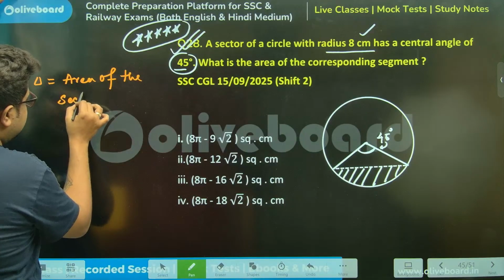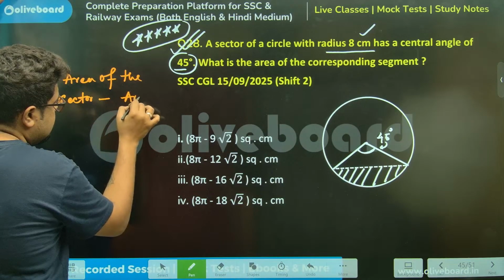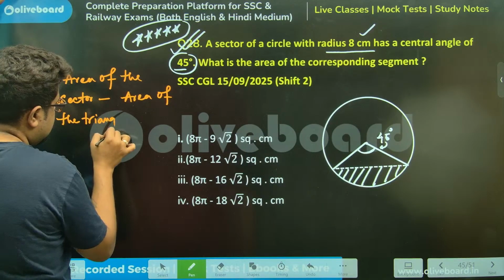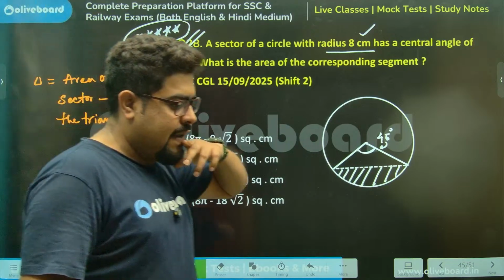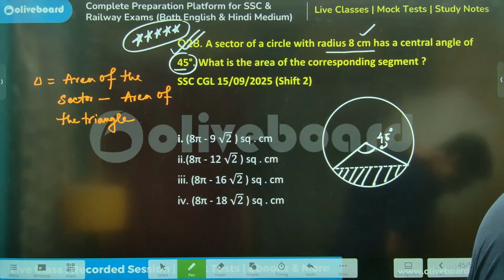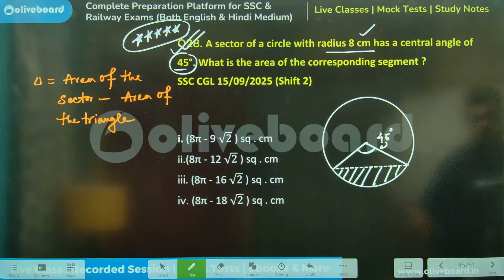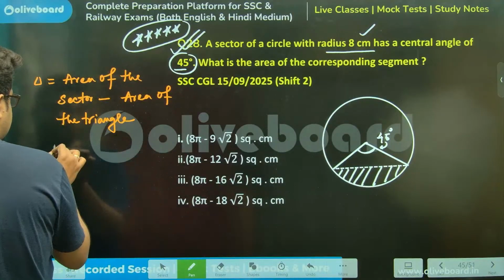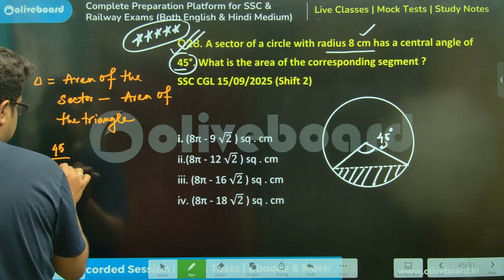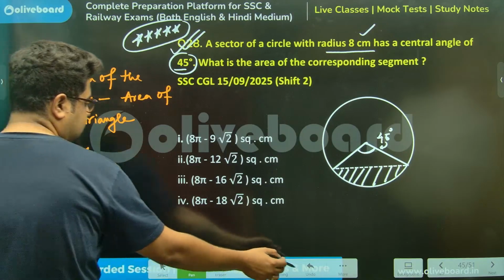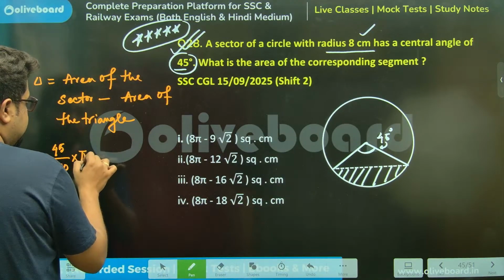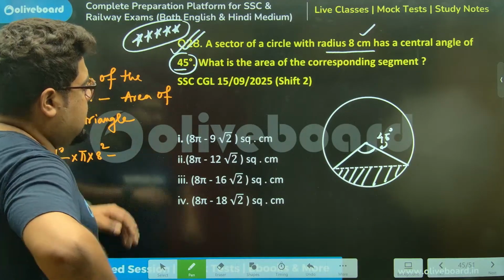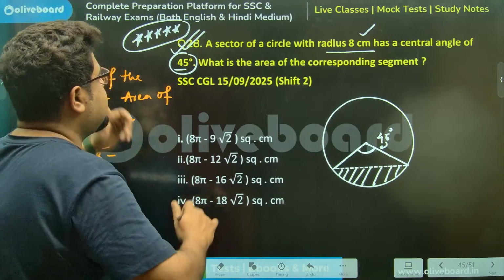They have given us 45 degrees, minus area of the triangle. So the area of the sector is very simple to figure out, right? That is 45 over 360 into r square. Options are having pi in it, so I don't need to put it separately. Radius is given as 8, so r square is 8 square.